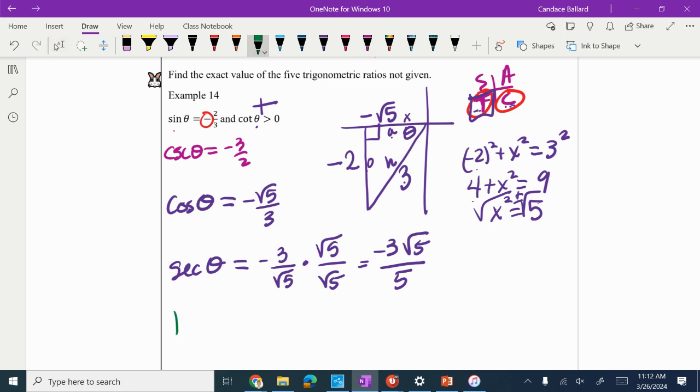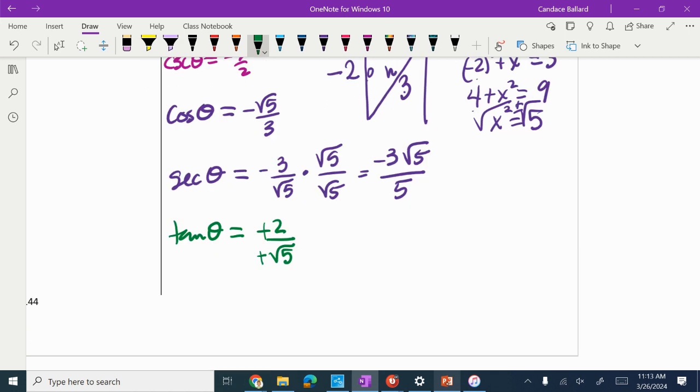Tangent. Okay, so tangent of theta equals opposite over adjacent. What's on my opposite? Negative 2. What's on my adjacent? Negative square root of 5. All right, here's something nice, and this should help you self-check a little bit. What happens with the double negative? Shouldn't tangent be positive in quadrant 3? That's something that we know, right?